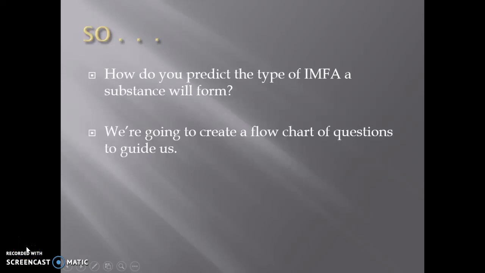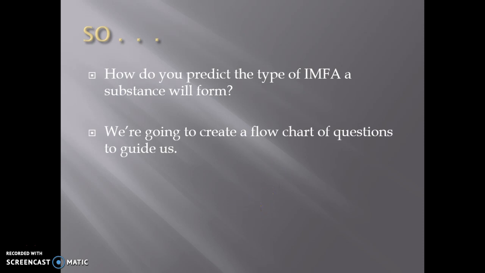So part 3 of this video set on IMFAs is going to focus on how we actually can predict the type of IMFA that a substance is going to form. First two parts we learned about the different types of IMFAs, what they are, what kinds of molecules have them. Now, how do we predict if the molecule is going to have that?